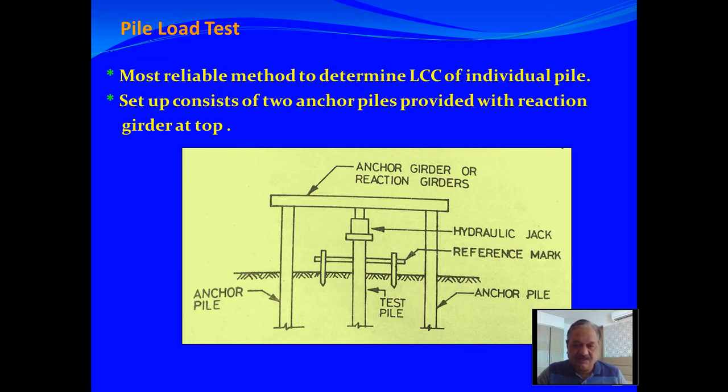If you see this figure, the setup consists of two anchor piles provided with a reaction girder at the top, and the middle one is the test pile. The jack is used to apply the load to the test pile.